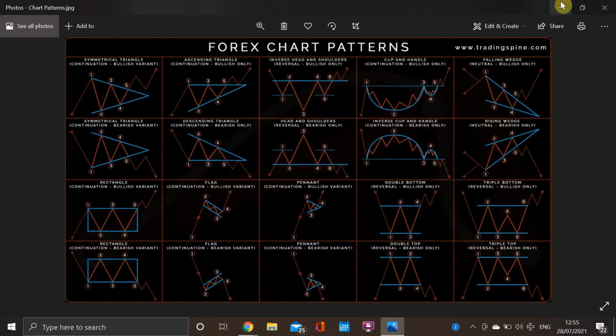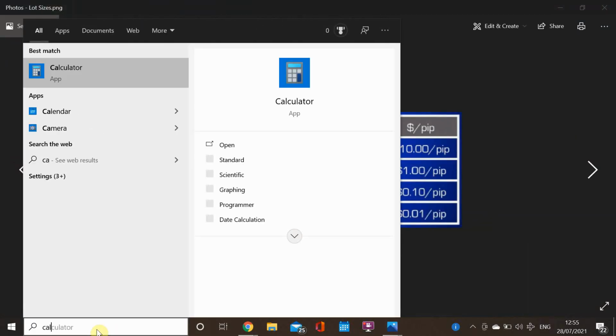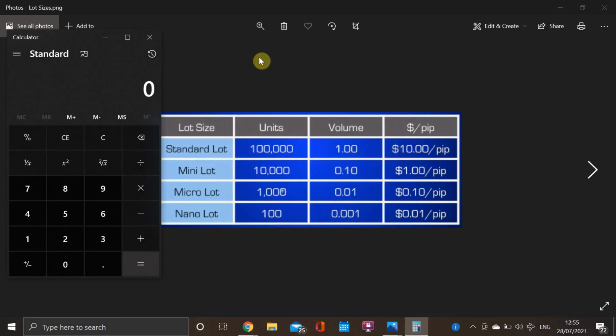Let's check that out. 100 pips. 0.1 lot size, sorry. Like 100 times 1, $100. And on a standard lot size, that would have been $1,000 times 1,000. Vice versa. You get the gist.